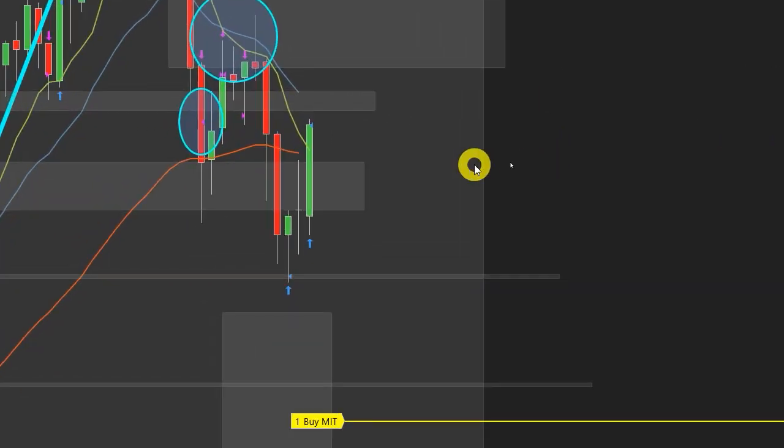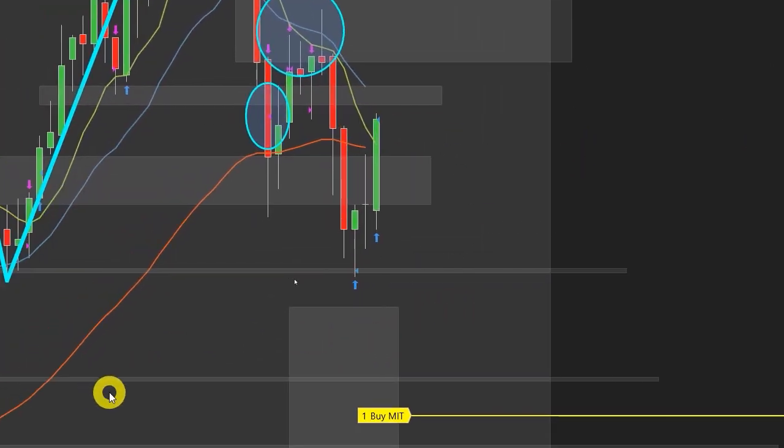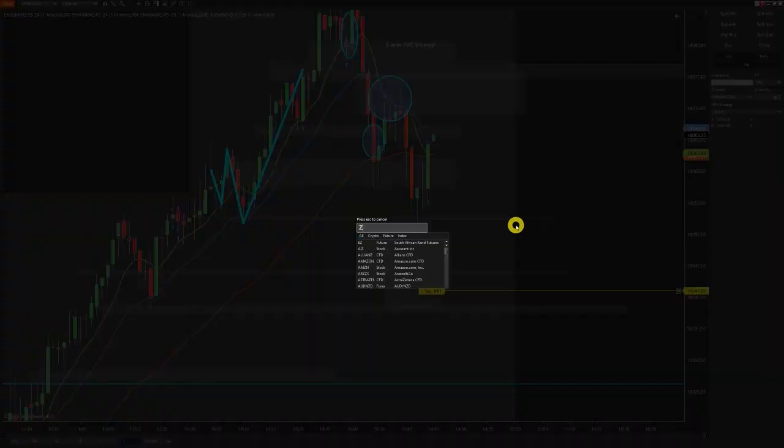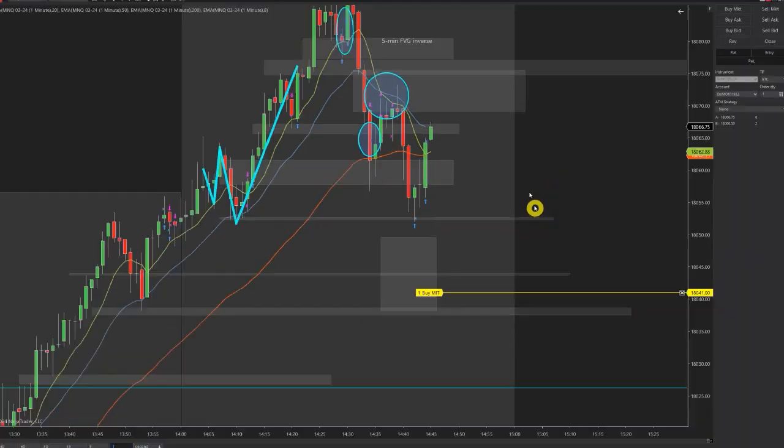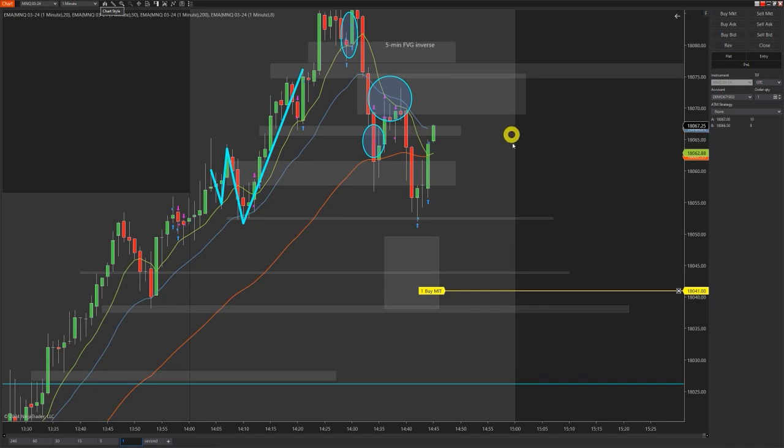Order filled. It did. So I broke even on the second part. But I still want to see what happens in the rest of this session, this silver bullet hour. We still got some time. Maybe it'll come back down here.